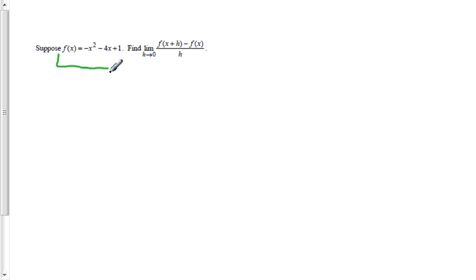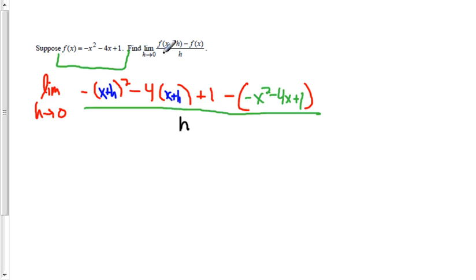Suppose we're given a function, f of x equals negative x squared minus 4x plus 1. Let's find the limit of f of x plus h minus f of x all over h as h approaches 0. So why don't we do that now? I'll do the first step, show you, then we'll see if you can finish it. So f of x plus h: every place I see an x, I'm going to substitute in x plus h. So there's the first part. Minus f of x, that stays the same, all over h. Take a few seconds to see if you can simplify it and get to a point where we can just use direct substitution of 0 for our limit.